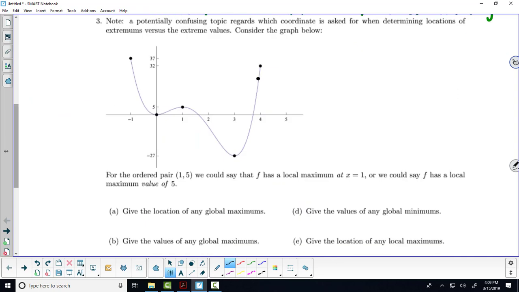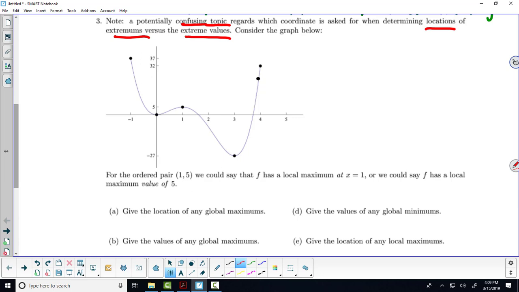Okay, folks, so now I want to look at this point number 3 that I made. And this is potentially a confusing topic: the location of the extreme value versus the extreme value itself. Okay? So I'm going to try and parse that out here in just a second.